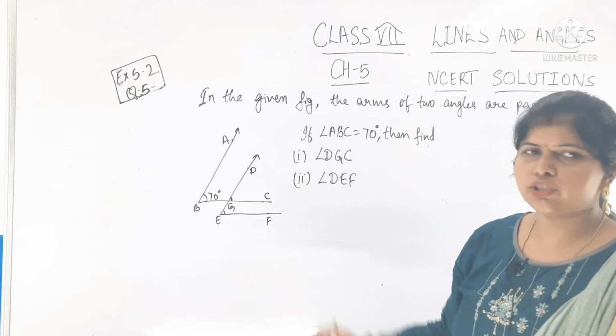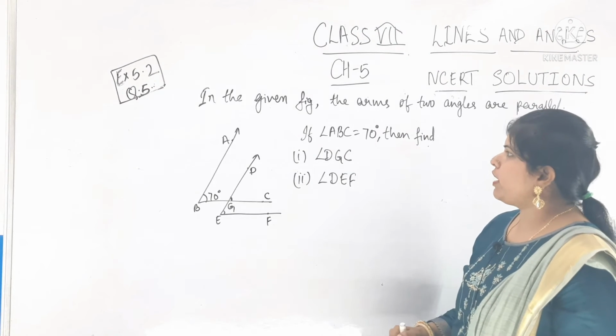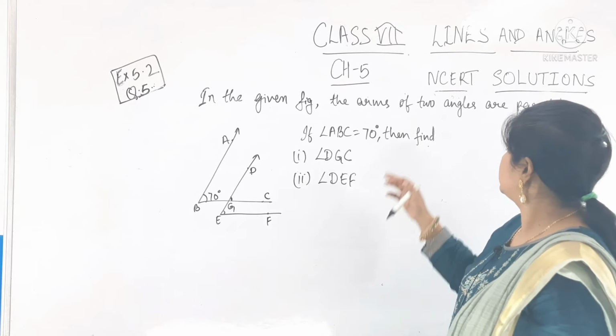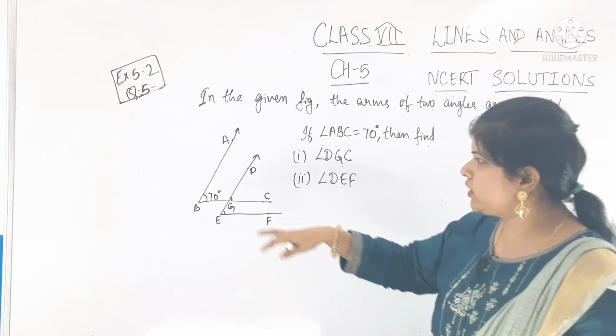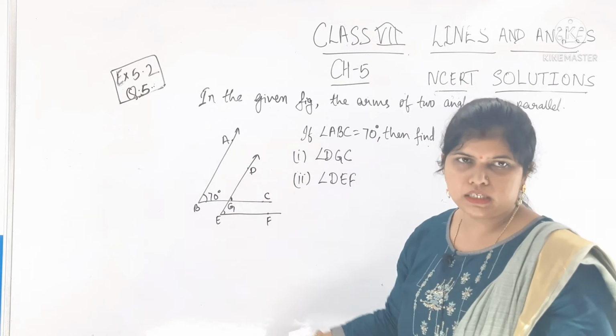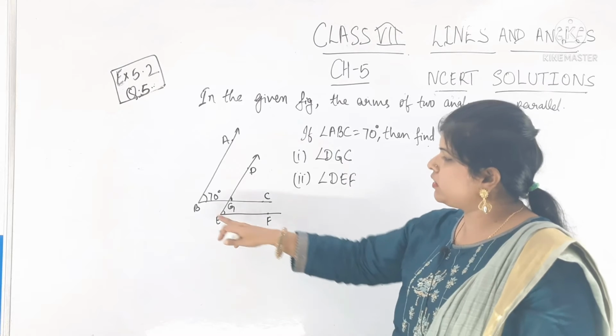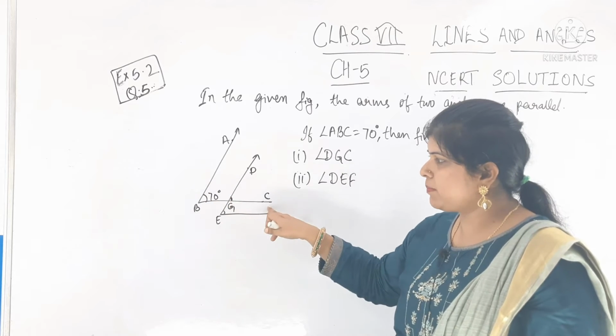Okay students, next question is question number 5. Here you have to find the arms of two angles that are parallel. Here it is given that AB and DE are parallel. So we can say that these two parallel lines are cut by this BC.